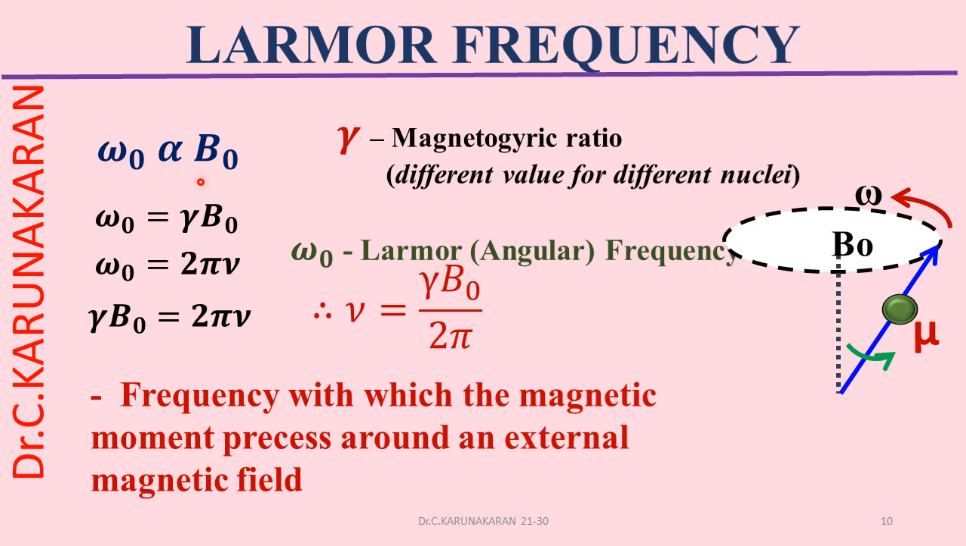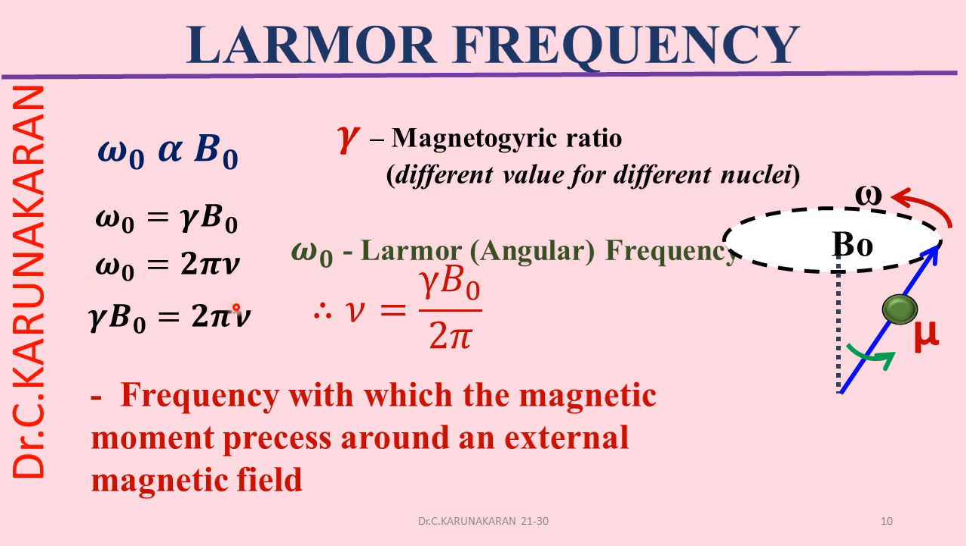The Larmor frequency is directly proportional to the applied magnetic field. With the increase in applied magnetic field strength, the Larmor frequency increases. Therefore, omega naught equal to gamma B naught, where gamma is the proportionality constant called gyromagnetic ratio or magnetogyric ratio. It is different for different protons, where omega naught is the Larmor frequency or angular frequency of rotation.